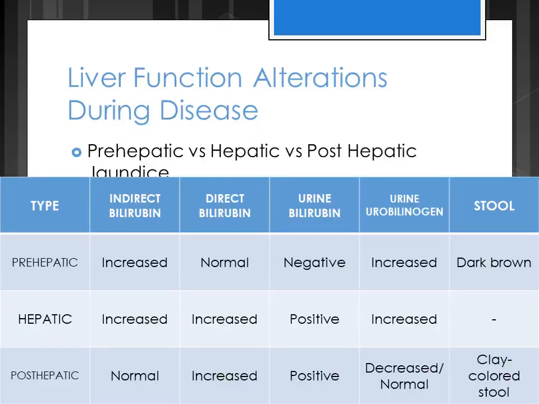Increased level of indirect, ano yung mga possible causes niya? Gilbert's and the Crigler-Najjar. For the direct bilirubin, anong matataas? Anong diseases ang nagkakaroon ng increased level of direct bilirubin in hepatic? The Rotor syndrome and the Dubin-Johnson.